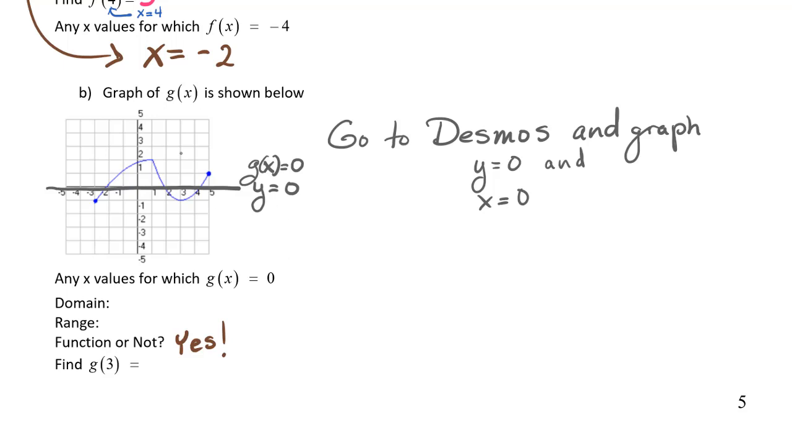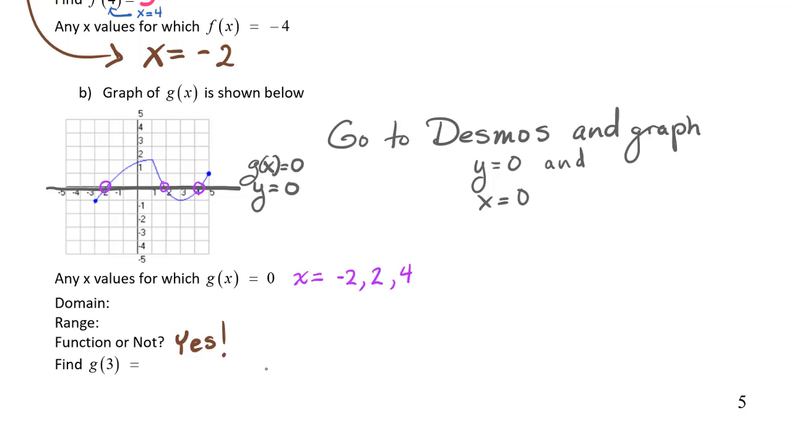So there's 1, 2, 3 intersections with the graph at y equals 0. So let's go ahead and list those. x equals -2, x equals 2, and x equals 4.